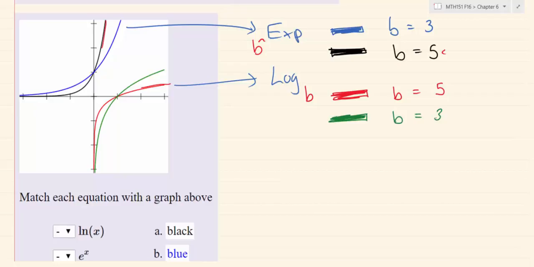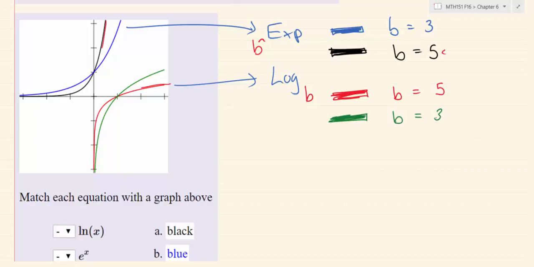This is kind of weird though, right? Because you look at the graph and you think, well, the green line has to have the bigger base, right? The green line grows faster, and it's the opposite. Remember, these are inverse functions. So everything is flipped. So actually, the red line has a larger base.